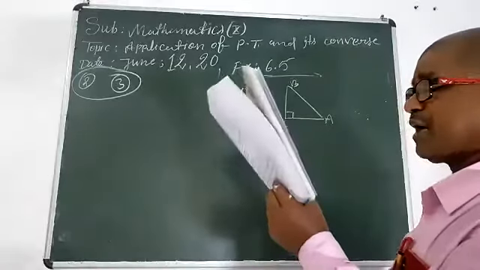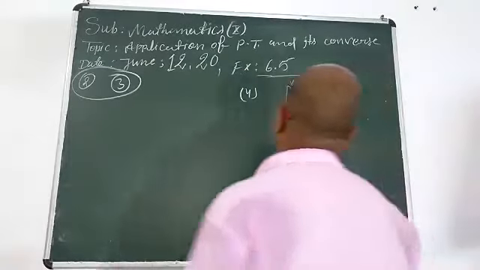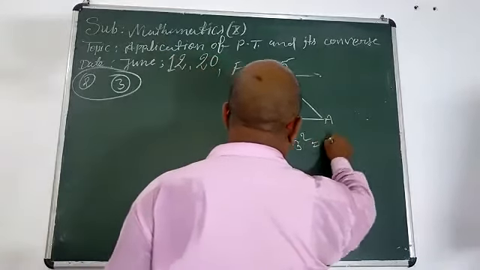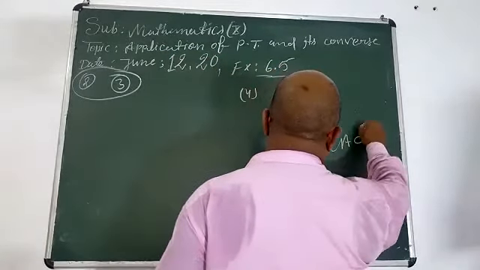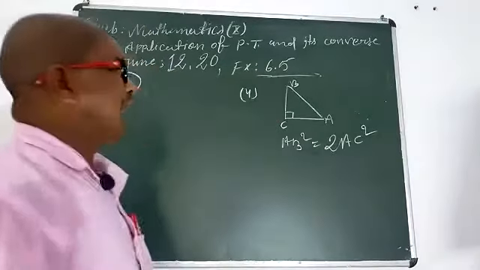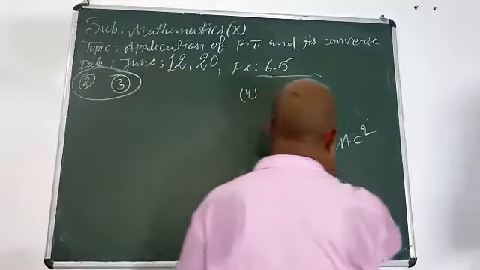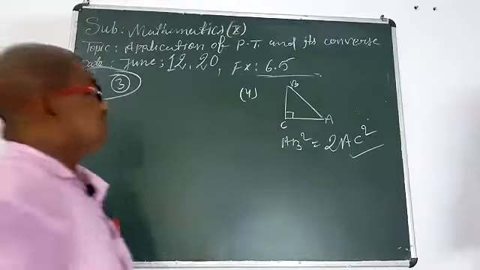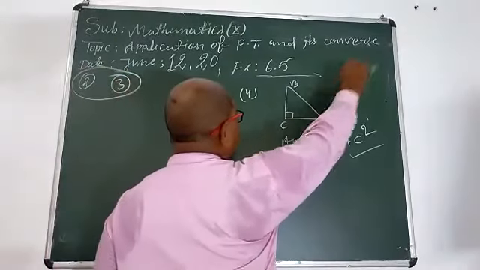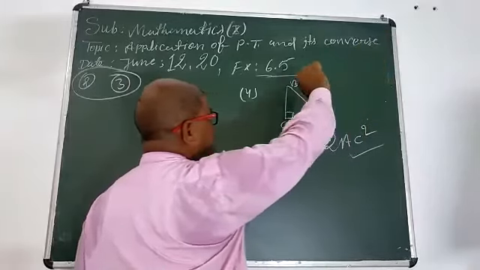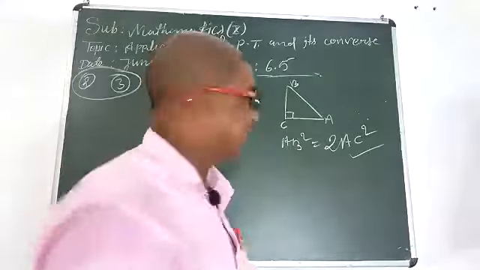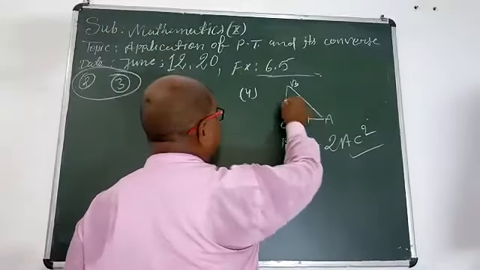Prove that AB square equal to 2AC square. Student, you want to prove here AB square equal to 2AC square. But in the question, the diagram is given. ABC is a right angled triangle, right angled at C, but this is isosceles. It means AC equal to BC.